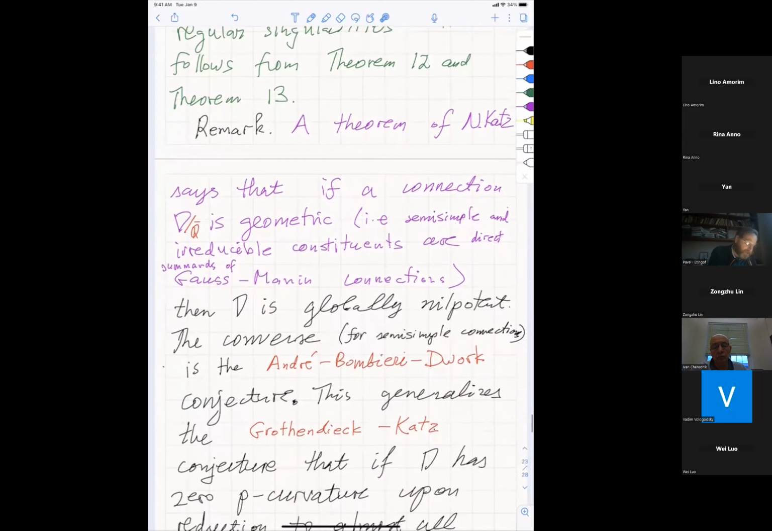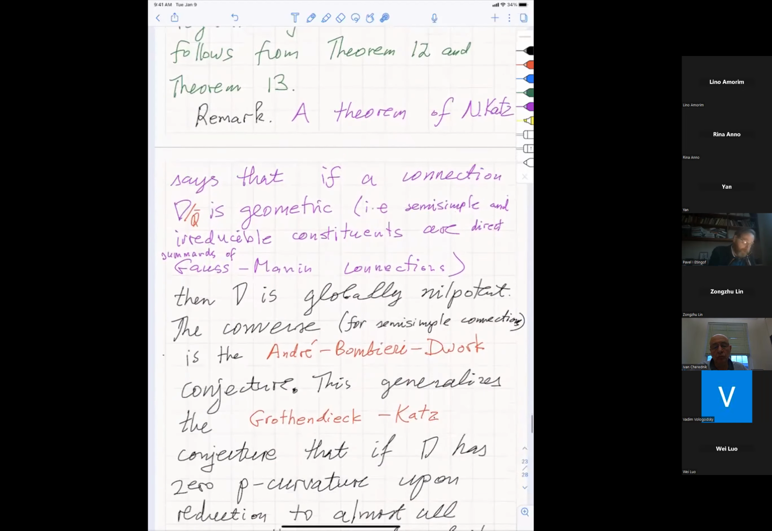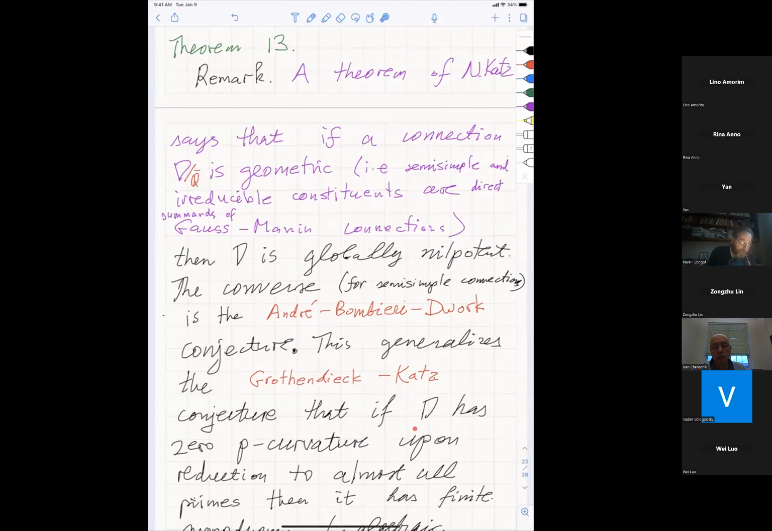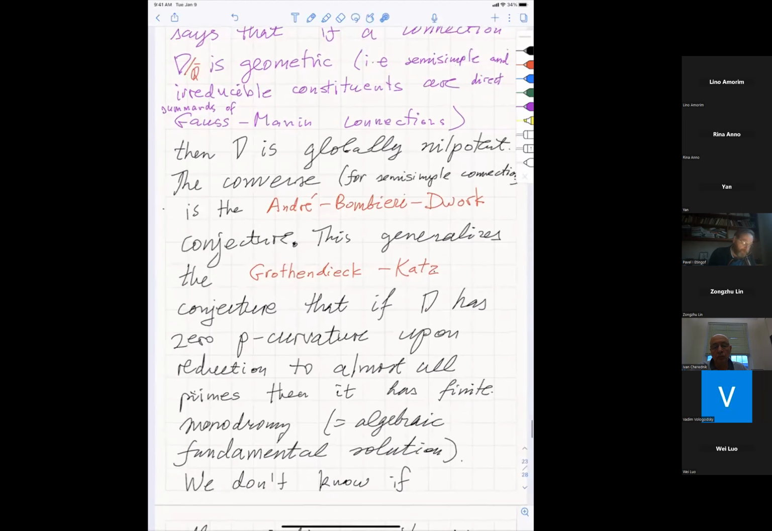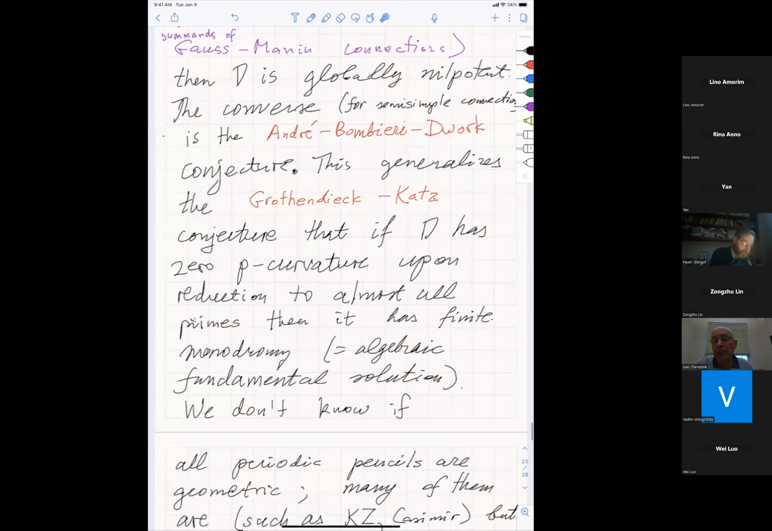And this generalizes the Grothendieck-Katz conjecture, which is also wide open, that says that if nabla has zero p-curvature, not just nilpotent, upon reduction to almost all primes, then it has finite monodromy, which means algebraic fundamental solution. This is also wide open. And the André-Bombieri-Dwork conjecture is a generalization of it.